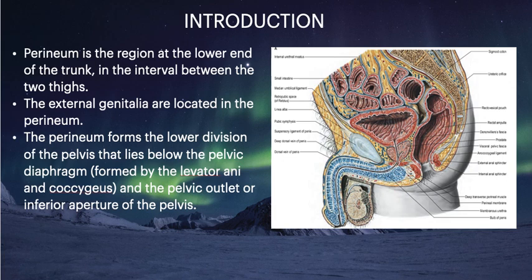Now, so what is the perineum? Basically, it is the region at the lower end of the trunk that lies between the two thighs, and the external genitalia is located within the perineum. It is forming the lower division of the pelvis that lies below the pelvic diaphragm, which we'll discuss further on, basically formed by the muscle levator ani and the coccygeus, and the pelvic outlet or the inferior aperture of the pelvis.